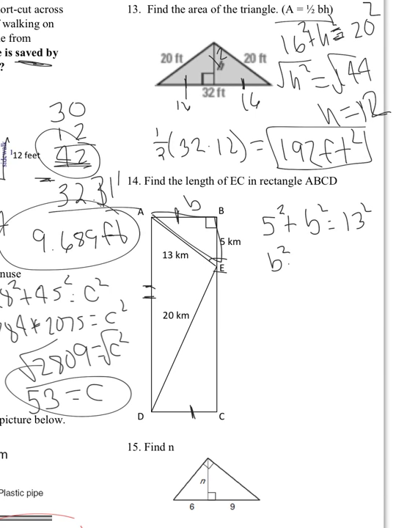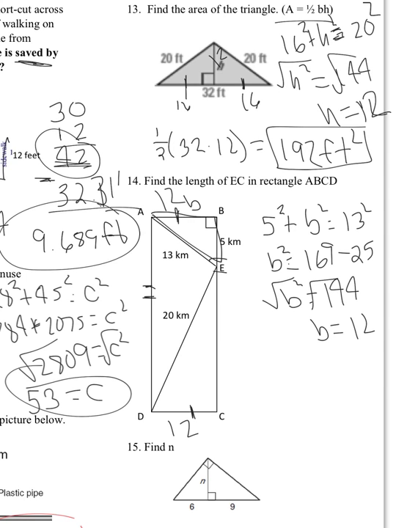So again, it's a subtraction one. You're going to get 169. That's 13 squared minus 25. Again, it happens to be 144. You square root that, B is 12. Also means it's 12 down here. Now look, you have a 20 right there. All right? You have 12, 20.